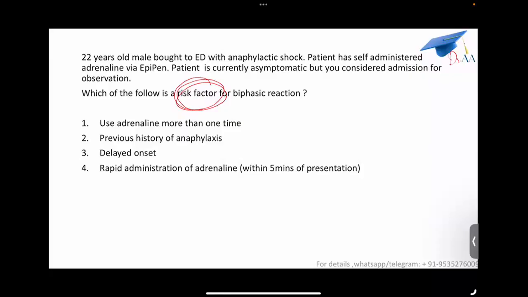Previous history of anaphylaxis? Previous history of biphasic reaction, not anaphylaxis. Use of adrenaline more than one time. First one, use of adrenaline more than one time is a risk factor for biphasic reaction. None of the following are. The other risk factors are severe presentation, delay in administration of adrenaline, and history of previous biphasic reaction.